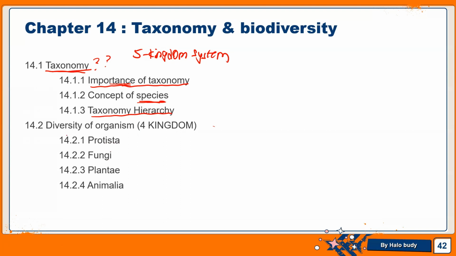So you have to know all of these, but no way you have to memorize it. Because actually, if you already learned the taxonomy hierarchy, you will know that it is like a pyramid. The largest one is kingdom. So there are 5 kingdom system.